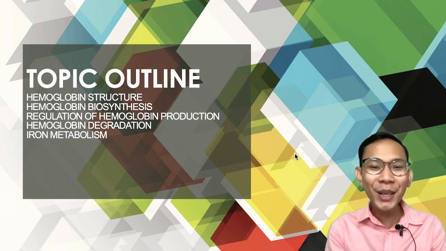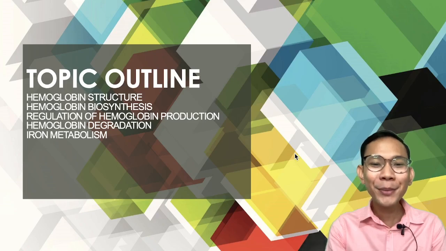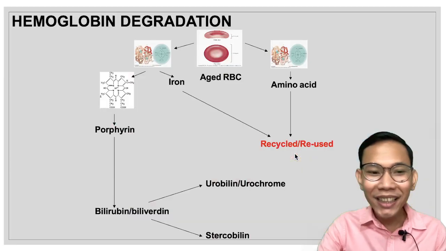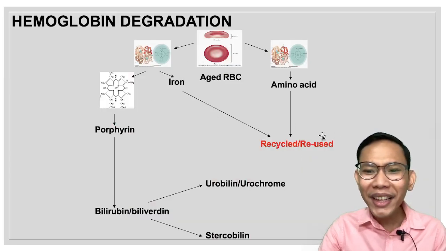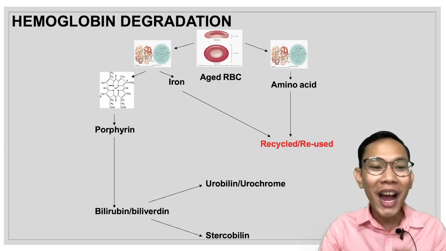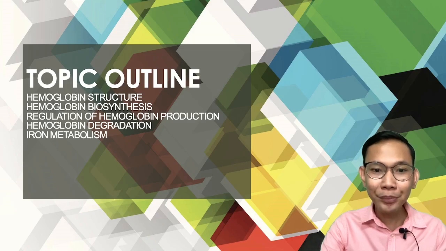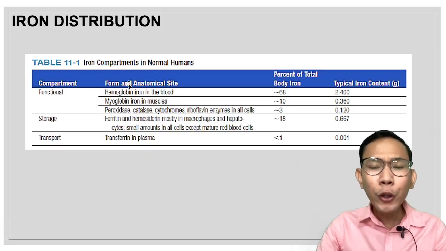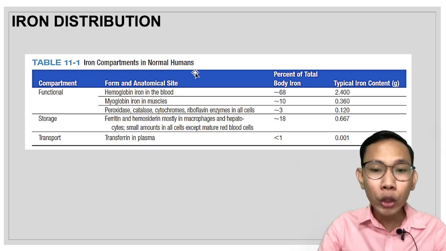Ayan, tapos na tayo sa hemoglobin structure, biosynthesis, production, degradation, iron metabolism naman tayo. Kasi kanina nakita natin, yung iron pala nire-recycle lang, no? Nakita natin, nare-recycle ang ating iron, nagagamit lang siya. So, i-correlate natin yung iron natin dyan. Sige. Let's talk about your iron distribution. So, your iron compartments in the normal human. So, the compartments of your iron, it could be functional, storage, or transport.